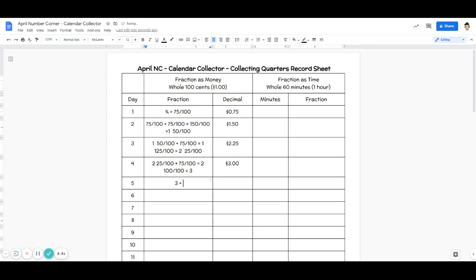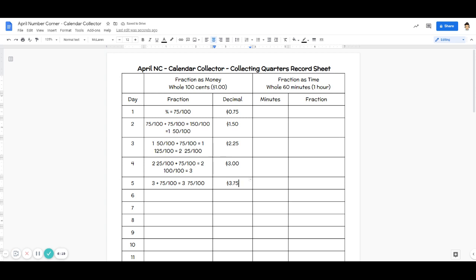We're adding another 3/4 of a dollar to it, so 75 hundredths. That's going to equal, very simply, 3 and 75 hundredths. Right, that one was nice. To write it as a decimal, we're writing it in terms of money, so $3.75.